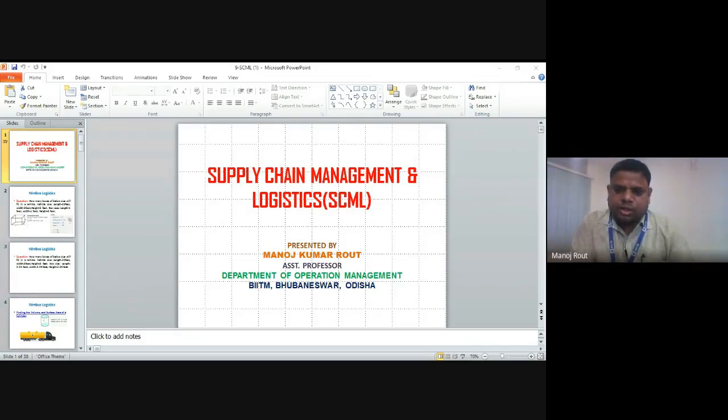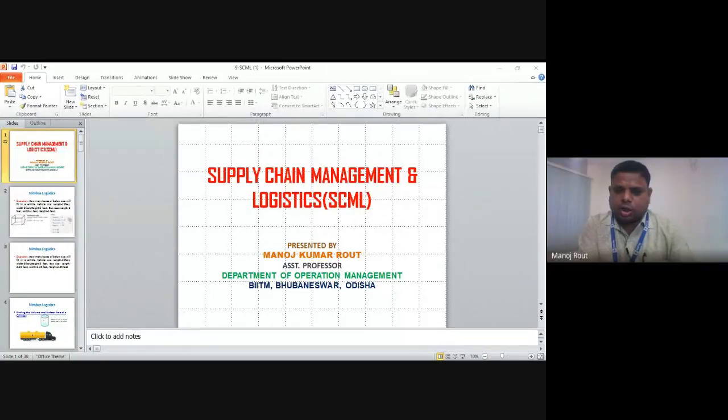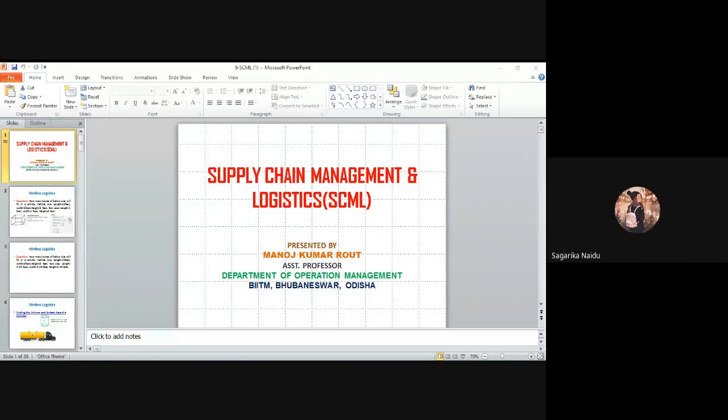The next question to Abhijit Malik. What is the need of demand forecasting? Sir, demand forecasting helps in predicting the future value, and it also helps in creating budget also. Okay. Abdul Alim? Minimize cost. Maximize efficiency. Abdul Alim, are you there? Okay, Sagarika Naidu, you may proceed. Sir, reduce risk and efficient financial decision. Yes.